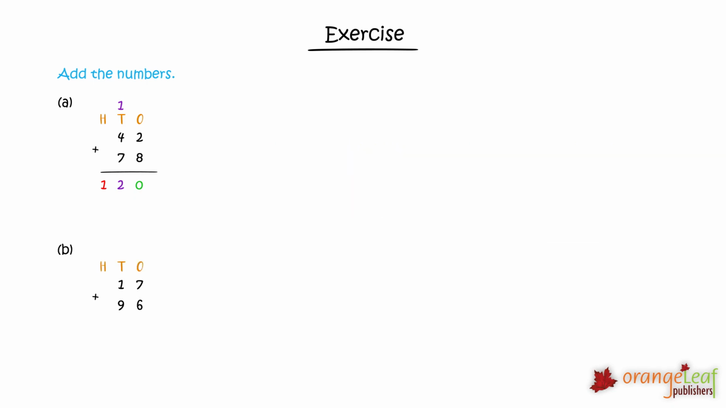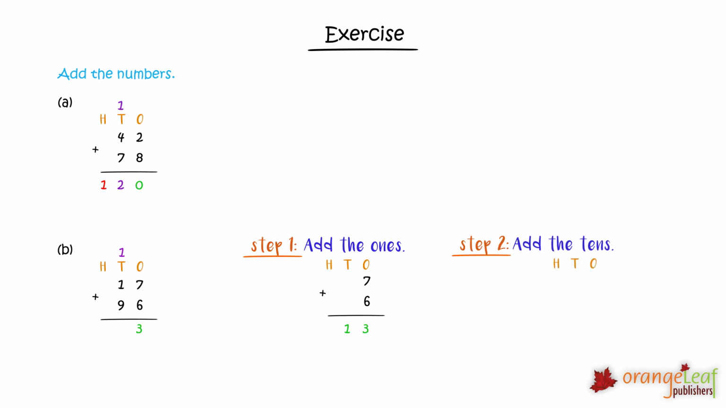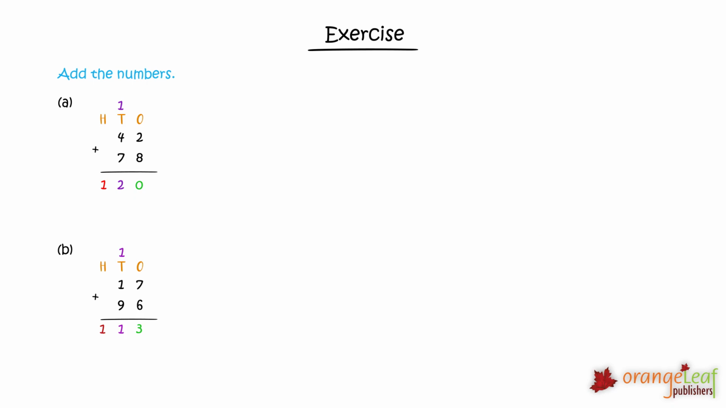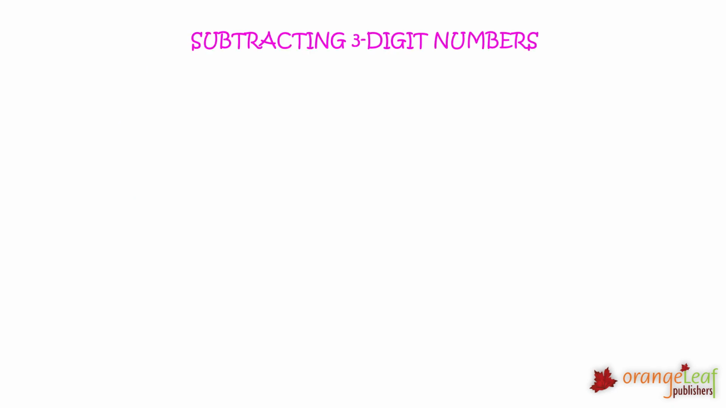B. 17 plus 96. Step 1. Add the ones. 7 plus 6 is equal to 13. Write 1 in the tens place and 3 in the ones place. Step 2. Add the tens. Write 1 carried over plus 1 plus 9 is equal to 11. The sum is 113, where 1 is in the hundreds place, 1 is in the tens place, and 3 in the ones place.